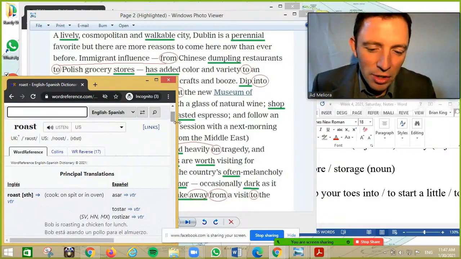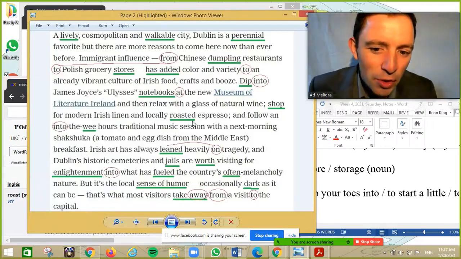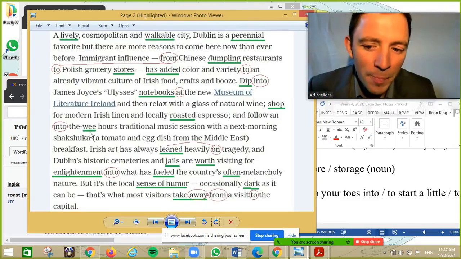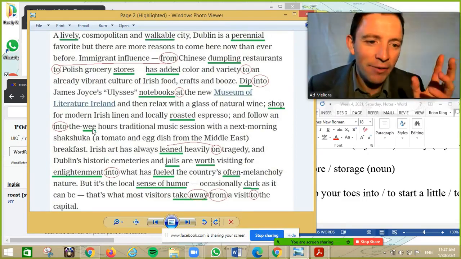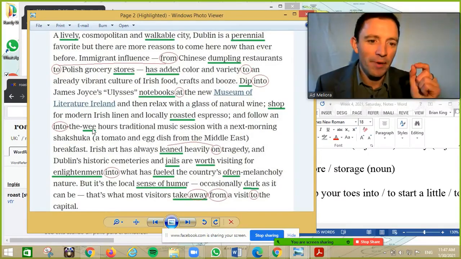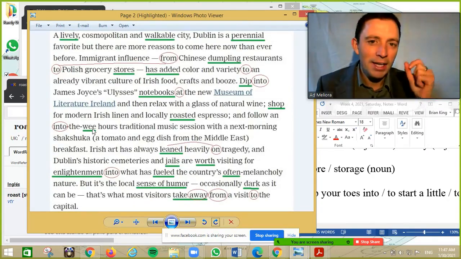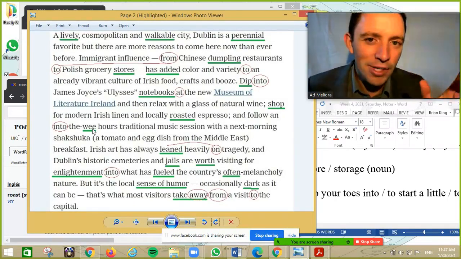Asar, tostar, rostizar. Okay, so espresso rostizado, no sé, pero aquí roasted espresso. And this word is very Irish, okay? The wee hours. So wee is very, very Irish, and it means small. Very typical to say wee man. So the wee man is the baby or the child. Probably more common in the north of Ireland. The wee man, the wee hours. So the wee hours are the little hours.